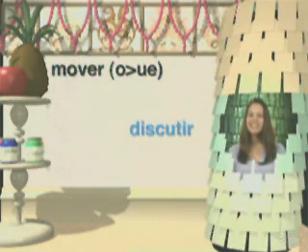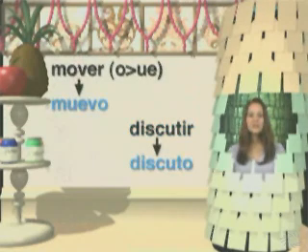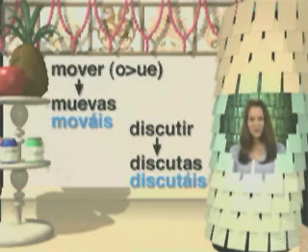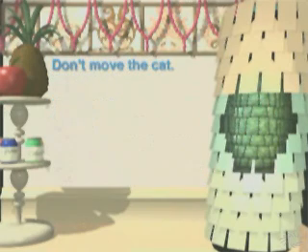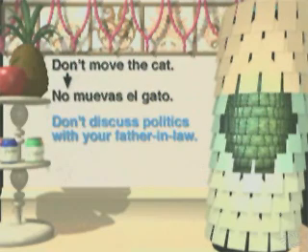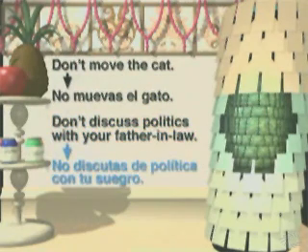Now let's look at the negative informal command forms of ER and IR verbs. We'll use mover, a stem change verb that means to move, and discutir, to discuss. Again, we take the yo forms of the verbs, muevo and discuto. We knock off the O's and we add an AS to the tú form and an accented AIS to the vosotros form. Don't move the cat. No muevas el gato. Don't discuss politics with your father-in-law. No discutas de política con tu suegro.